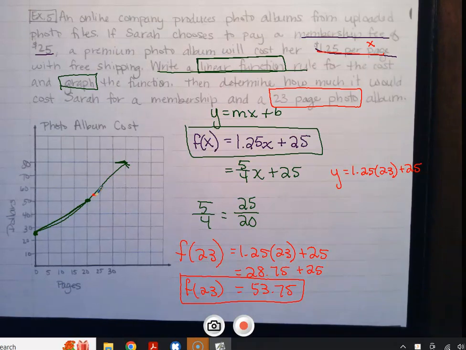In this case, she's paying for the membership and the photo album. Say she's a photographer and she makes photo albums for people for their weddings, she pays $23 one time. Well, she's going to be earning all that money back. She's going to get paid for it. If she could make a photo album for somebody for their wedding for $53.75, she probably charges more than that. People pay big money for their photo albums from a wedding.